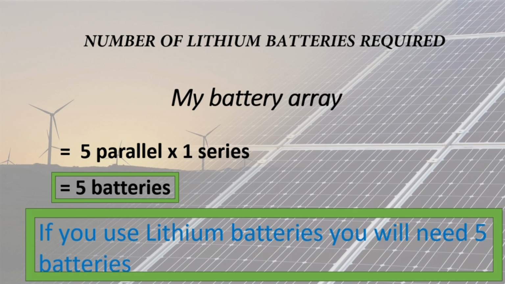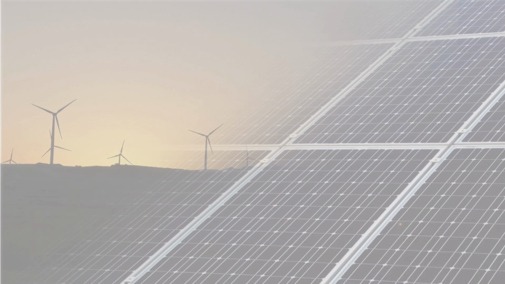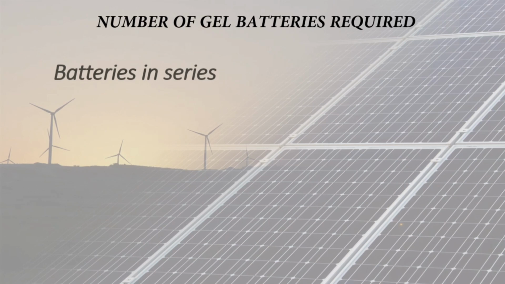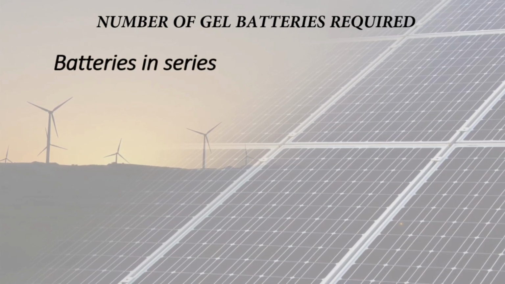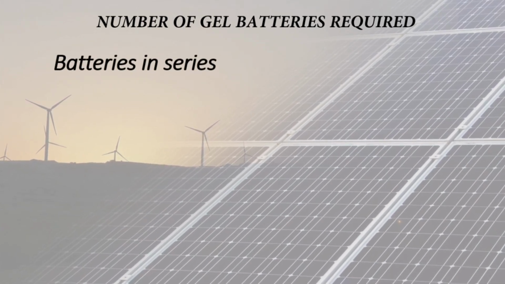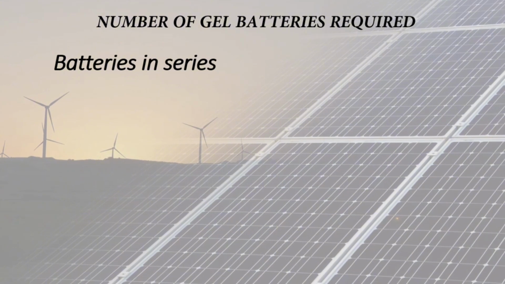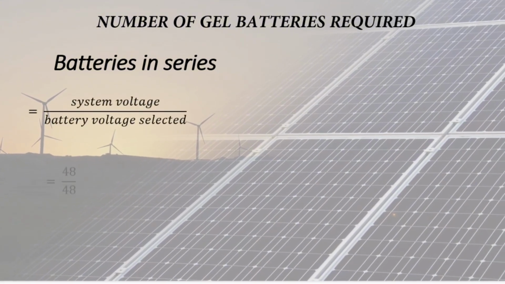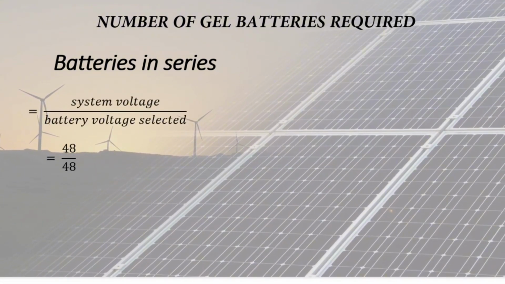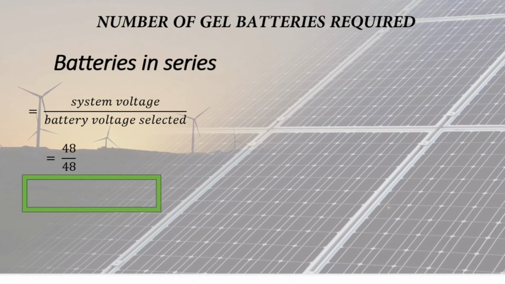Now we are moving on to gel batteries. What if we want to use gel batteries? If you want to use gel batteries, the procedure is the same. We have to calculate the batteries in series first. Batteries in series, we say system voltage over selected battery voltage, which is 48 over 48 volts. We get 1 battery.